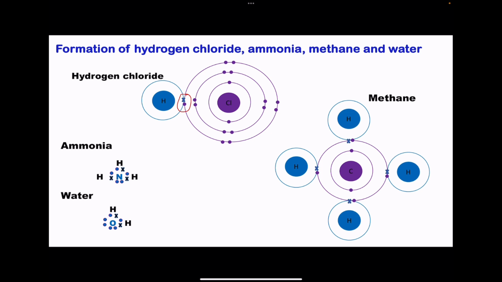The next example we have is ammonia. In ammonia, the nitrogen has 5 electrons in the outer shell. We can see those, and those 2. And it's bonded to 3 hydrogens, whereby each hydrogen has only 1 electron in the outer shell. So those electrons are shared, creating 8 electrons around the nitrogen and 2 electrons around each hydrogen.